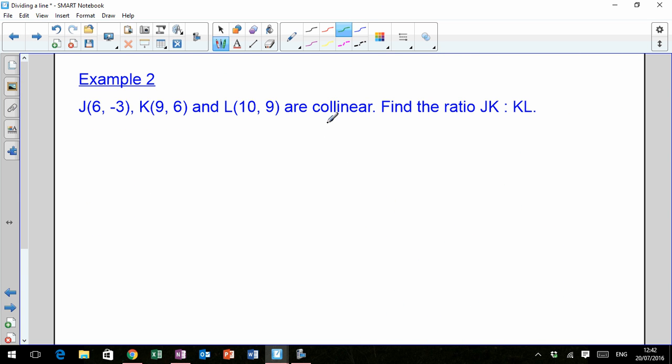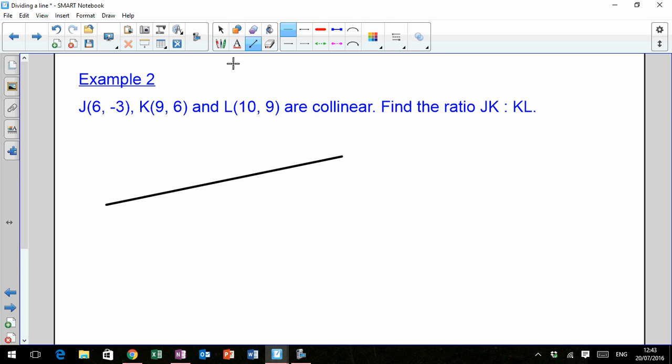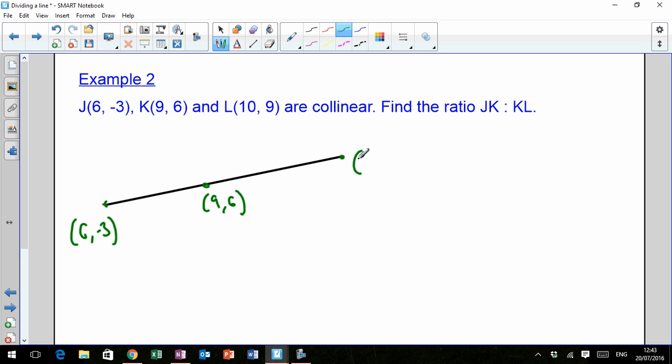Example 2. Okay, this time I've been given the 3 points, and I'm just doing it with 2D this time. I'm being given the 3 points, J, K, and L. So J is 6, -3, K is 9, 6, and L is 10, 9. Okay, now I want to find the ratio of JK to KL.